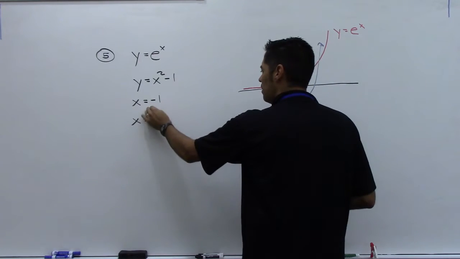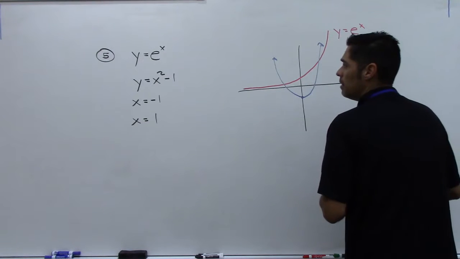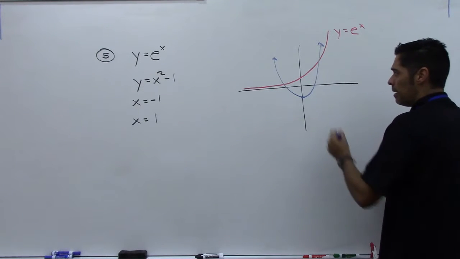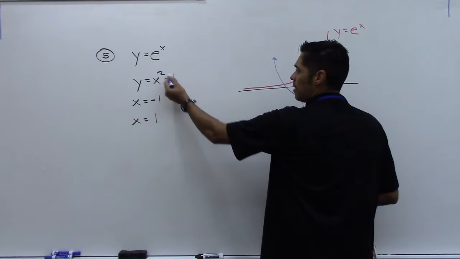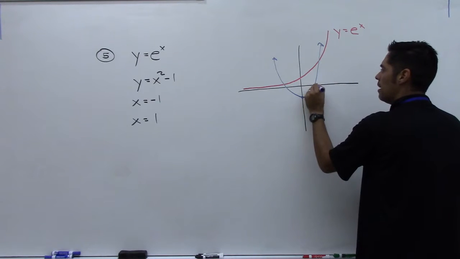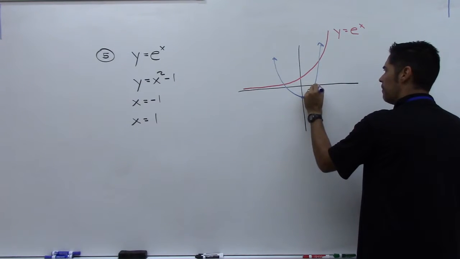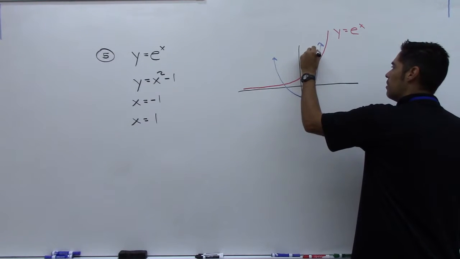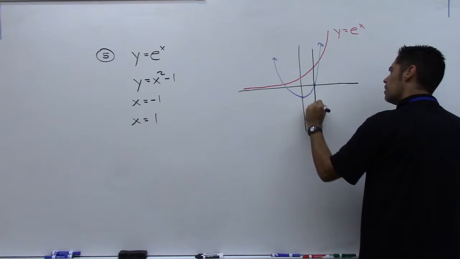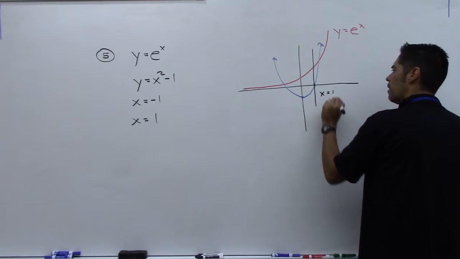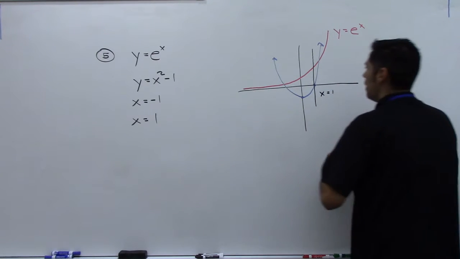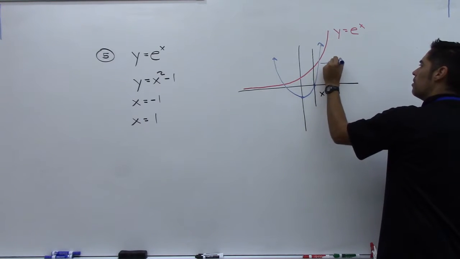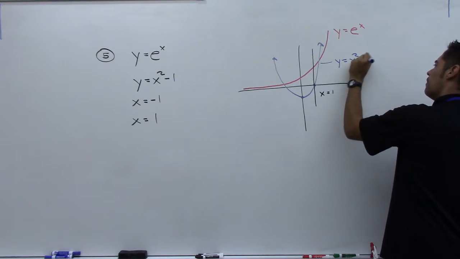These are vertical lines. So x equals 1. Let's see, where would we be? If I plug 1 in to this, I get 0. So I know that hits there. So I have x equals 1. That looks like this. And I forgot to label the blue one here: y equals x squared minus 1.